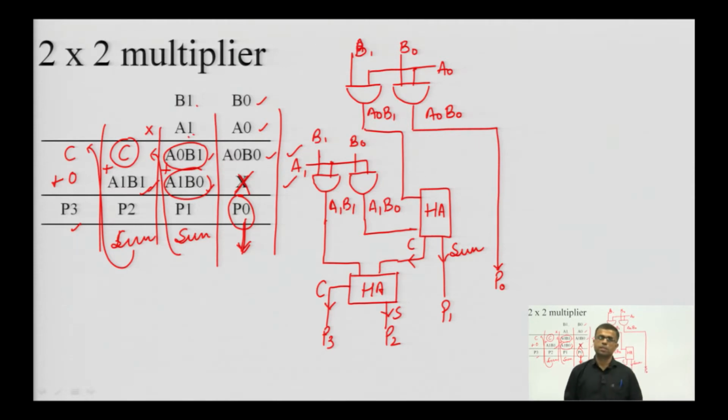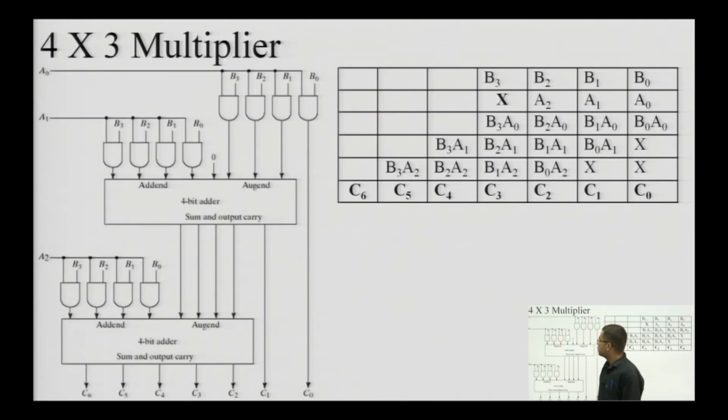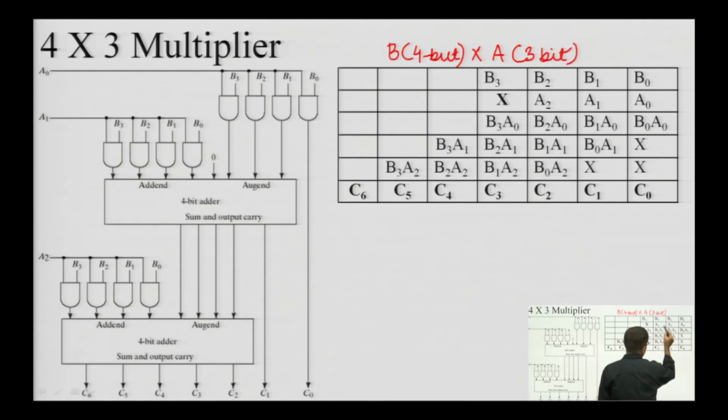Similarly, this concept can be extended to any size, but to cover the possibility we are considering 4 cross 3 multiplier. Okay. So, the 4 cross 3 multiplier, this circuit is already prepared. We will be covering that circuit part later, but first let us cover the concept part. As we can see that this is a 4 bit number B, which is to be multiplied with A, which is a 3 bit number. So, this we can see that A 2 A 1 A naught, this is a 3 bit number, B 3 B 2 B 1 B naught is a 4 bit number.